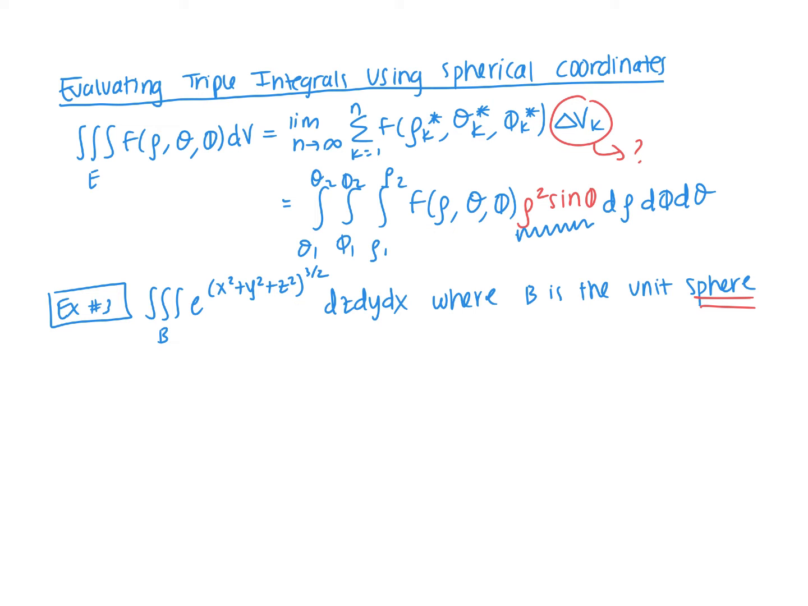I'm not going to worry about the limits just yet. I'm just going to convert. So this is going to be a triple integral of e to the power (x squared plus y squared plus z squared, which is rho squared) to the power 3/2. As soon as I convert to spherical, I'm going to get that rho squared sine of phi, and then d rho, d phi, d theta. Our rho, because it's the unit sphere, is going to go from 0 to 1. Phi will go from 0 to pi, and then our theta will go from 0 to 2 pi.